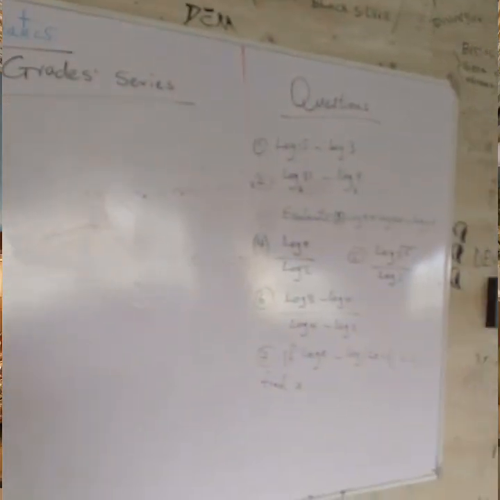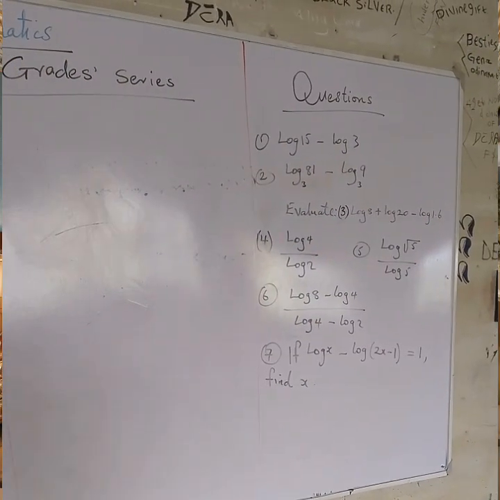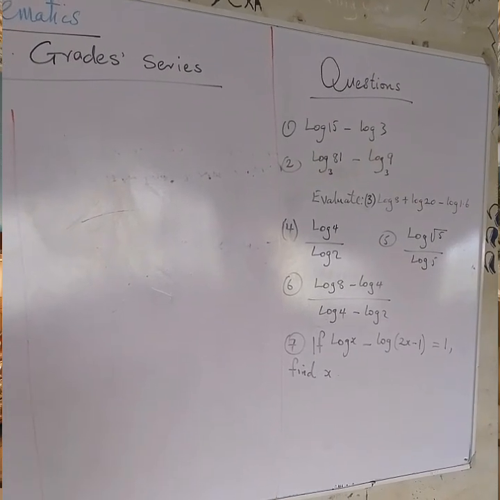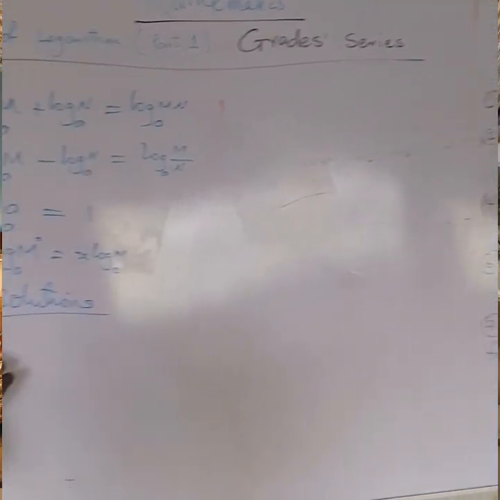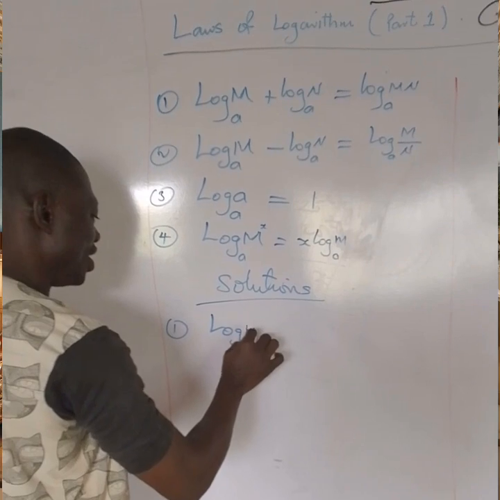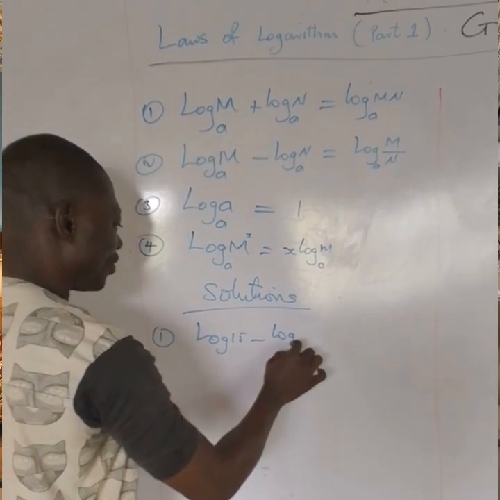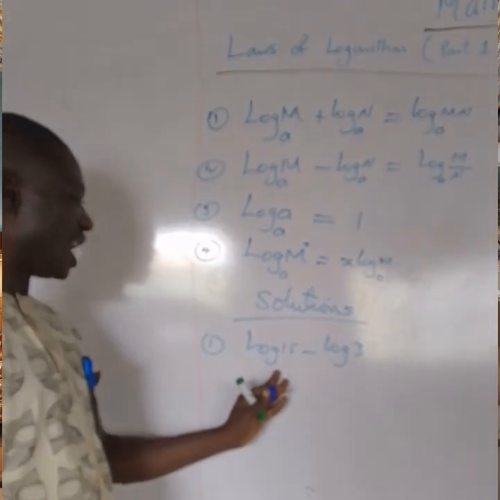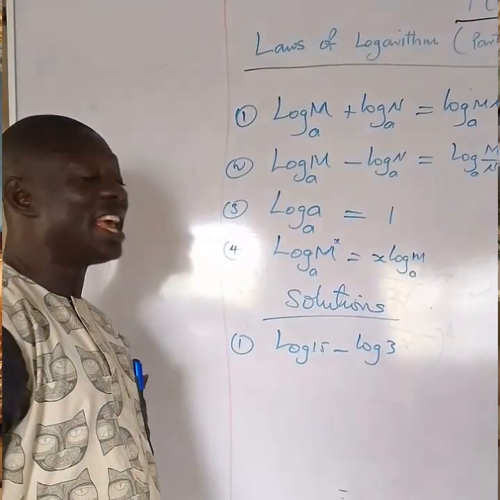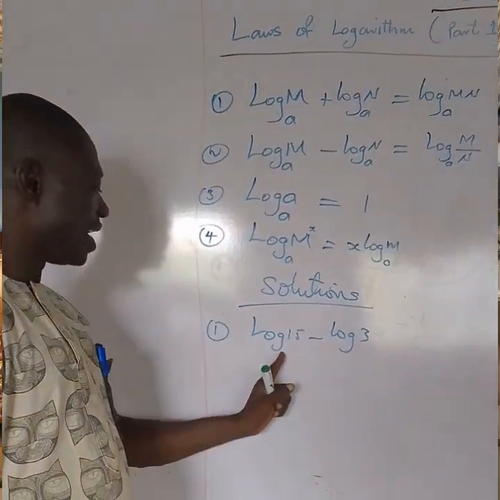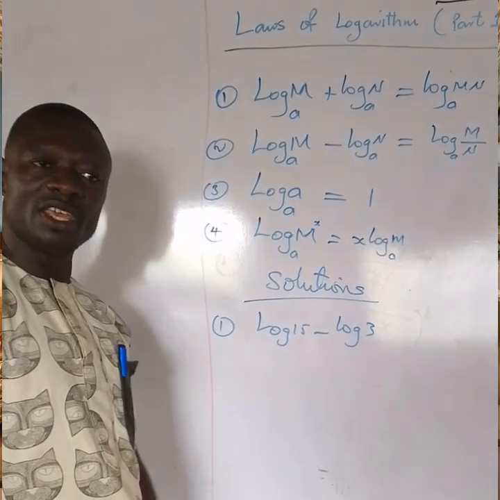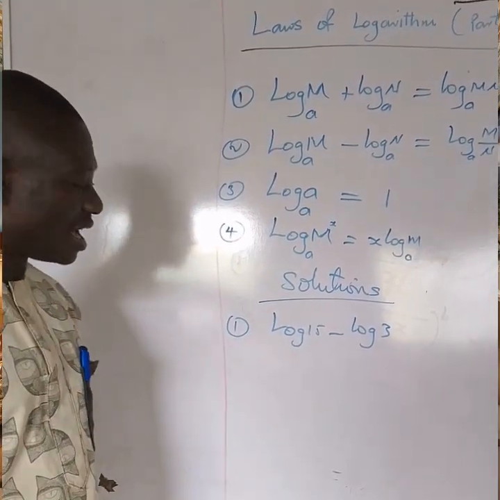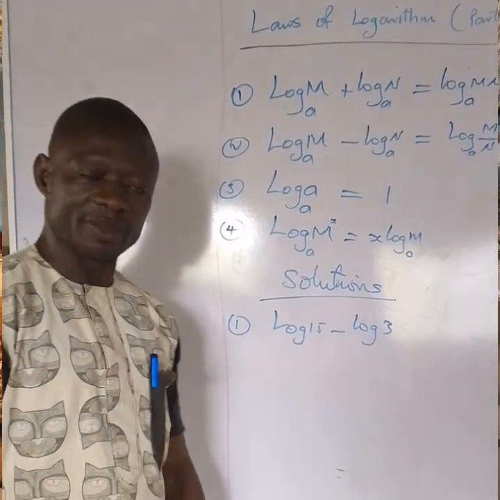Question number 1 is saying log 15 minus log 3. Where is the position of a here, one would ask. A is 10. Whenever there is no base, it is considered to be base 10, and that is called common logarithm.